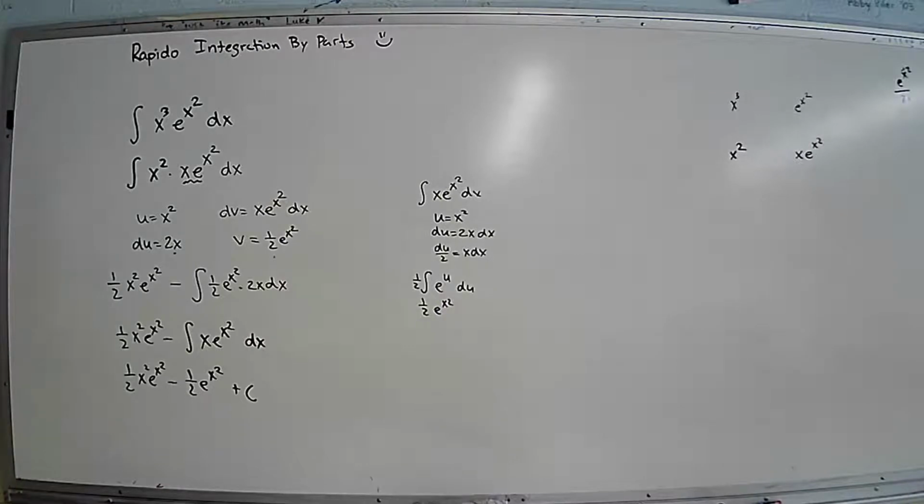Okay. I would only use the Rapido when you have x squared, x cubed, or whatever, times e to the x, or e to the 2x, or e to the 3x, or x cubed, x squared, whatever, times sine x or cosine x. That makes sense.